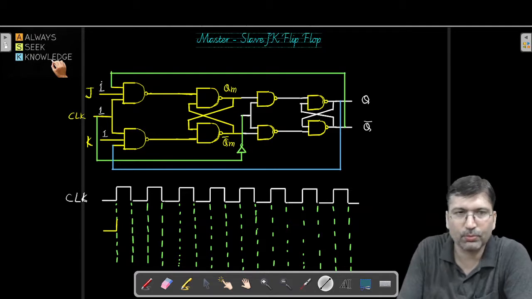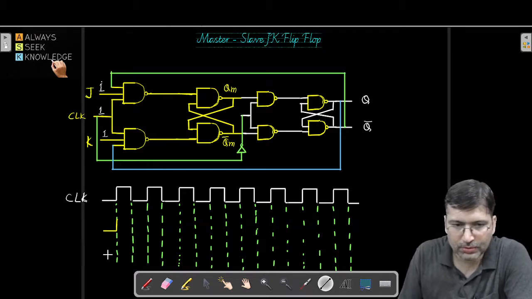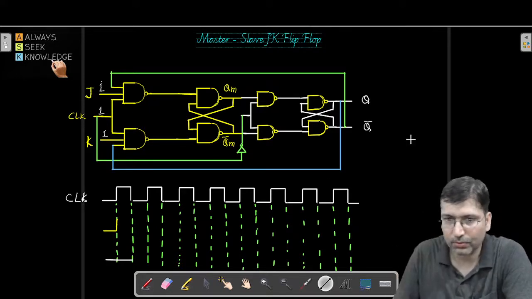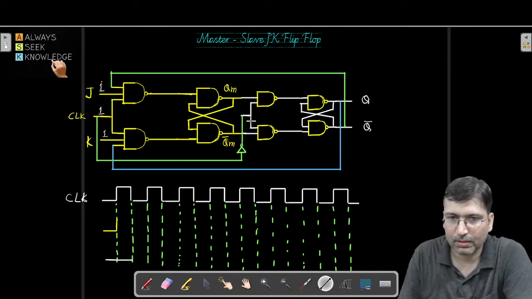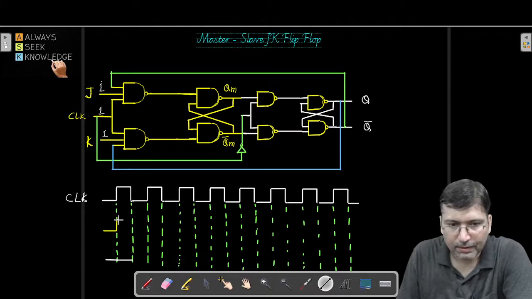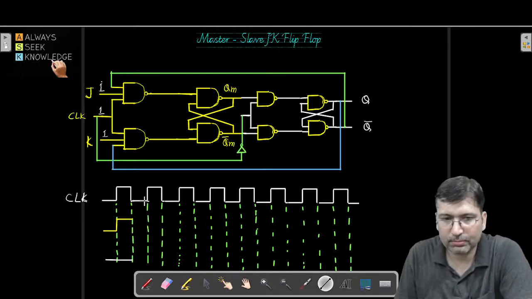So initially if we assume Q was 0, let's say I'm assuming Q was 0 here, it will remain 0. So in this duration, the Q will remain 0 if it was initially 0, because the clock is high here. So when the clock is high, this clock will be low, right? So once it is high, QM will be high in this duration.